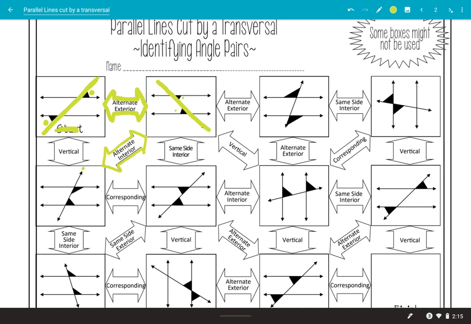All right, the next one we have, here's our line going across. So here we can see our two shaded angles are on the same side, and they're both inside. So this is not corresponding. This one's going to be same side interior. Same side and on the inside.